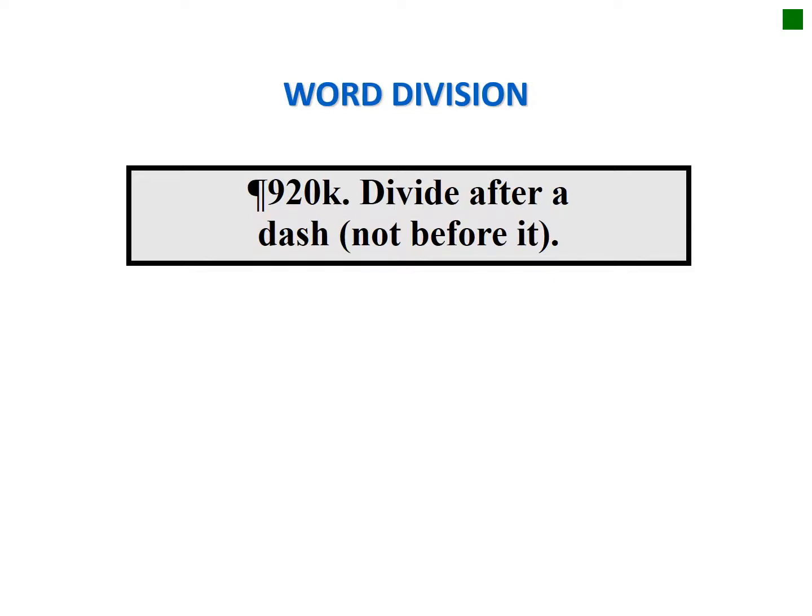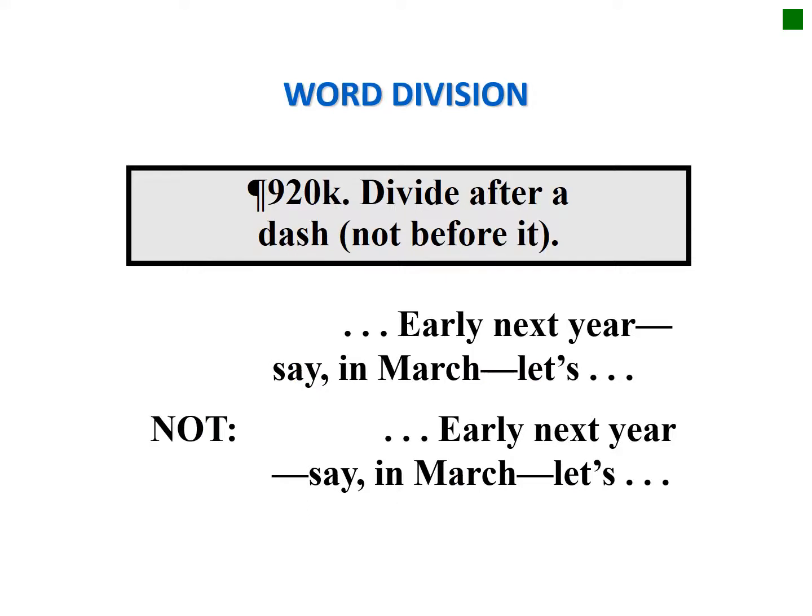Divide after a dash, not before it. Early next year, dash, say in March. Not early next year and then the dash on the next line. It should always be at the end of the line.